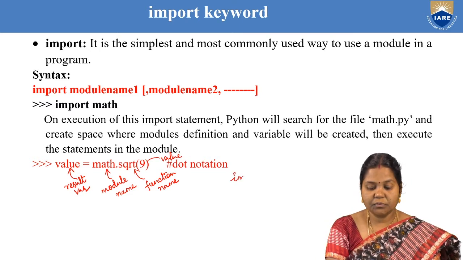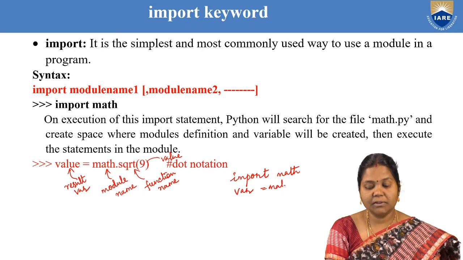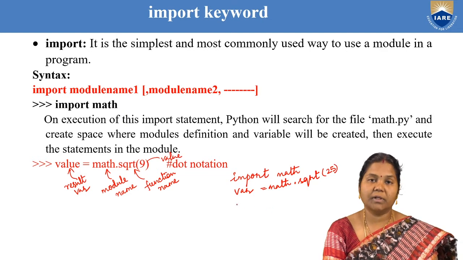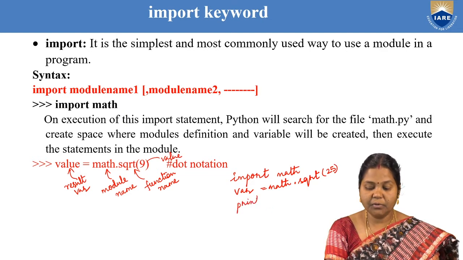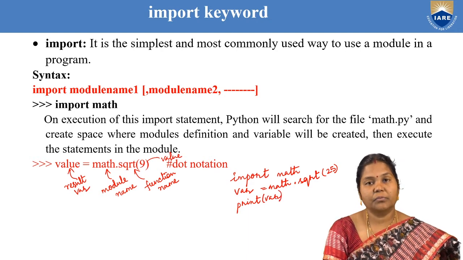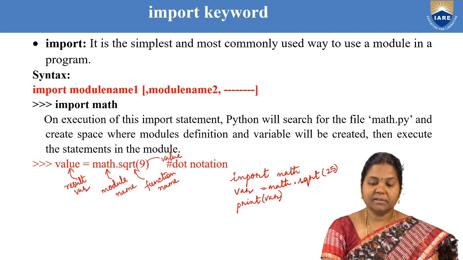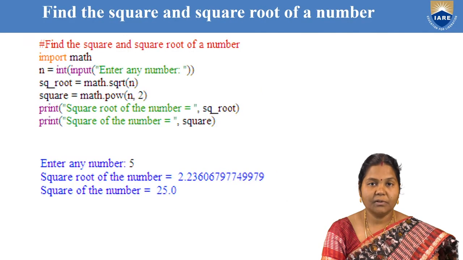So before that, let me show you here how to write the code. You can simply write import math, followed by a variable, value is equal to the name of the module math dot sqrt, which is the name of the function. Then you can write 25 or any value, and whenever you want to print the value of the variable, you will get the square root of 25. Okay, so this is the way the import keyword should be used.